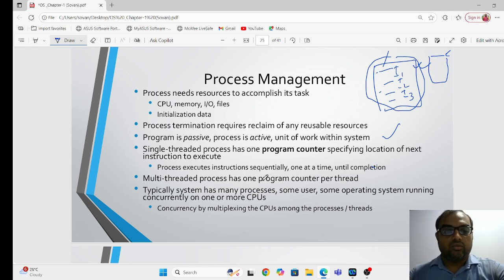So if there is a multi-threaded process, then each thread has its own counter. A typical system has many processes, some user and some operating system, running concurrently on one or more CPUs. We can say that is concurrency, achieved by multiplexing the CPU among the processes and threads.